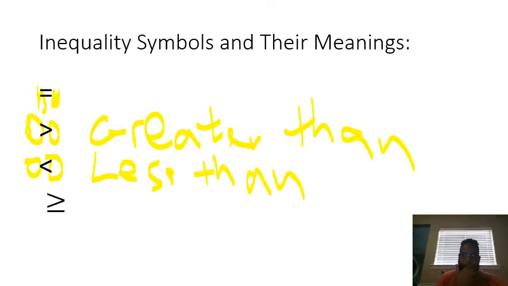Now we also found the need to say that it can be greater than or it could be equal to. So that line under the greater than sign makes it or equal. And the line under the less than sign makes it less than or equal to.